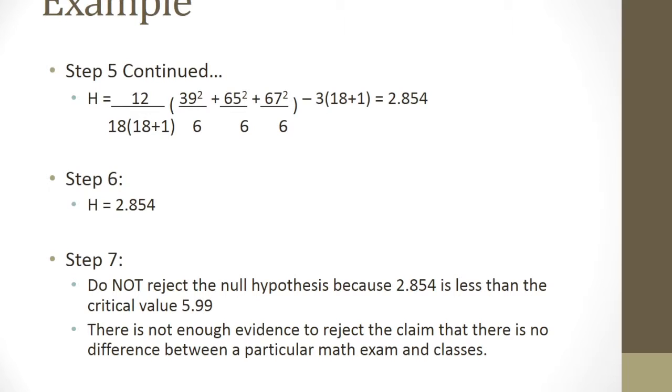Because the value 2.854 is less than the critical value listed from the table before of 5.99, we will not reject the null hypothesis. We can also state that there is not enough evidence to reject the claim that there is no difference between a particular math exam and classes.